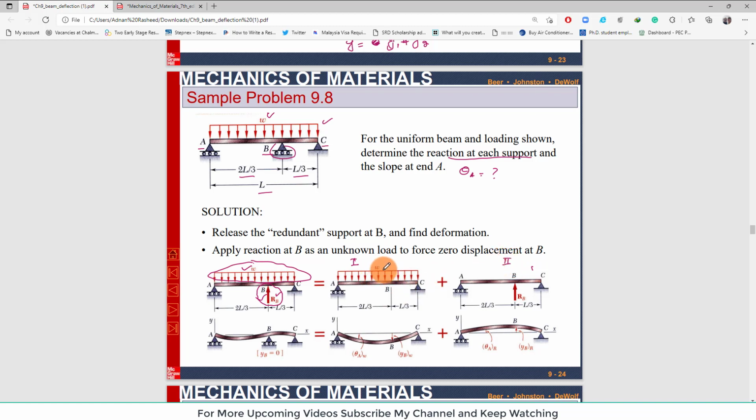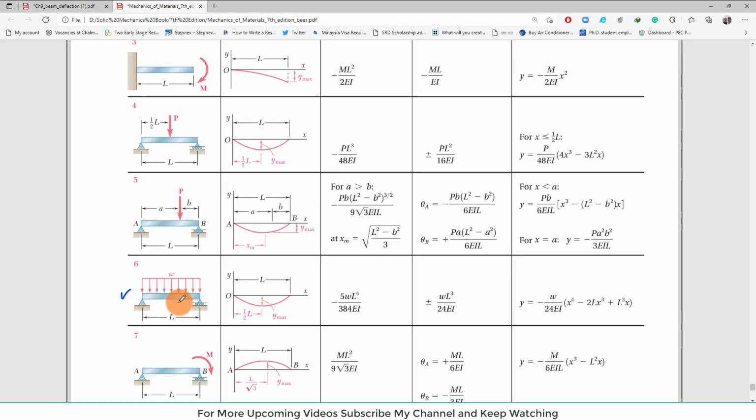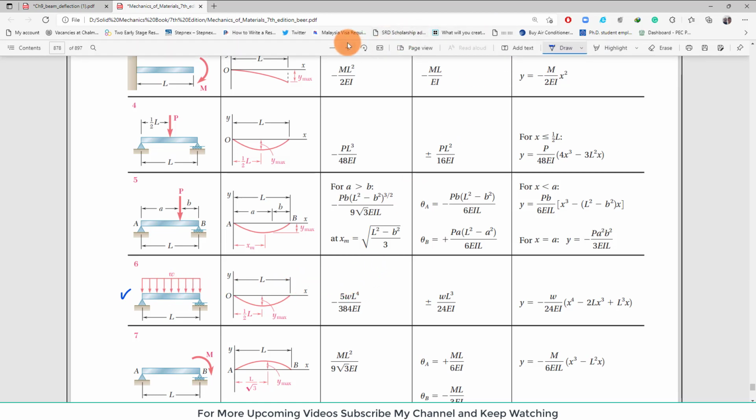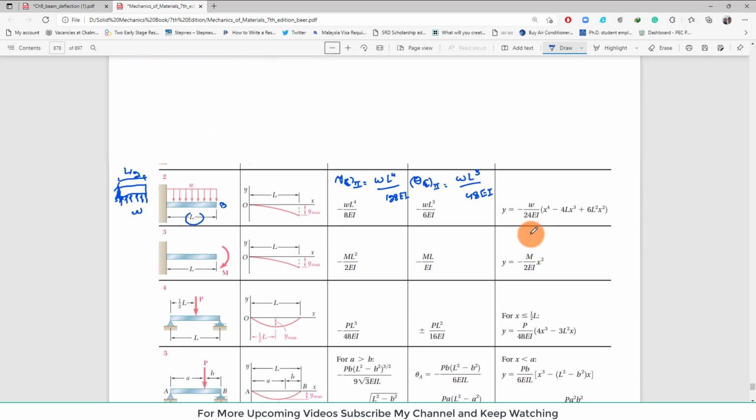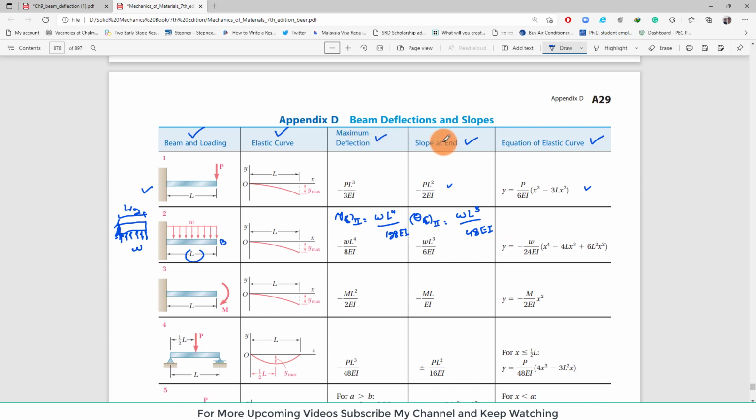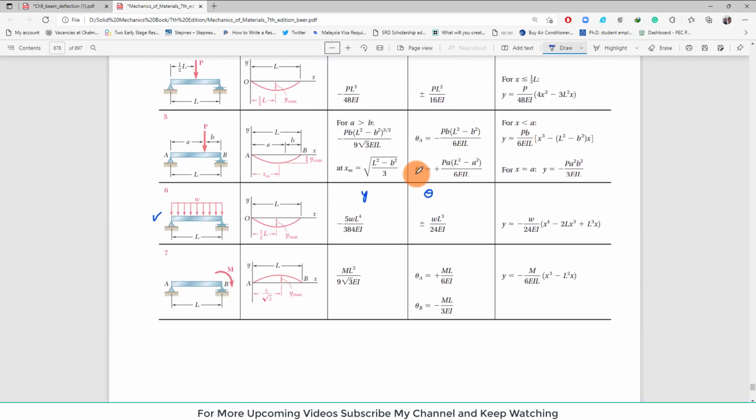Now you can see this figure is the same as the figure available in this appendix. So we can have the slope, this is the deflection y, this is the slope, and this is the elastic curve equation. Let me show it as well. This is the maximum deflection, column 4 is the slope at the end, and column 5 is the equation of the elastic curve.